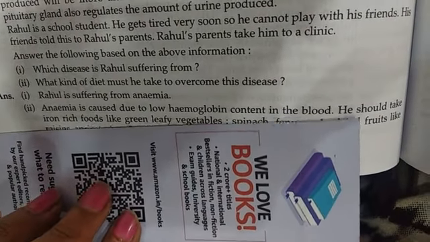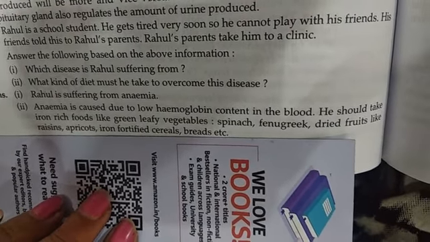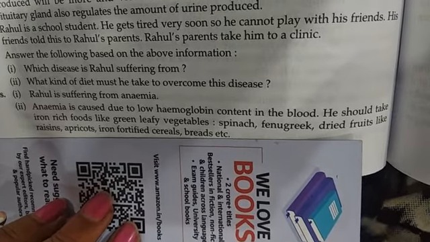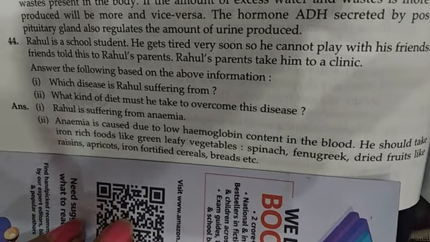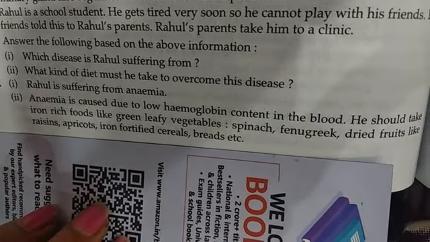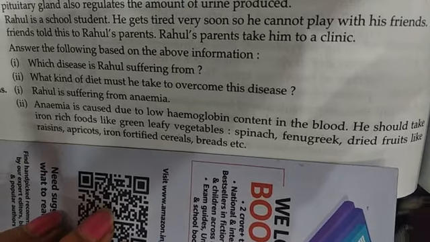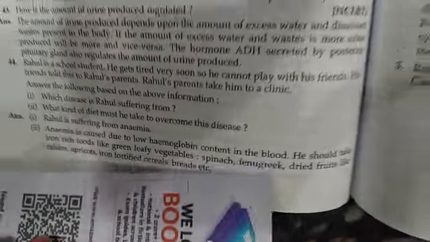Due to low hemoglobin content in the blood, he should take iron-rich foods like green leafy vegetables, spinach, fenugreek, dried fruits like raisins, apricots, iron-fortified cereals and breads. Yes, let's move to 45th question.